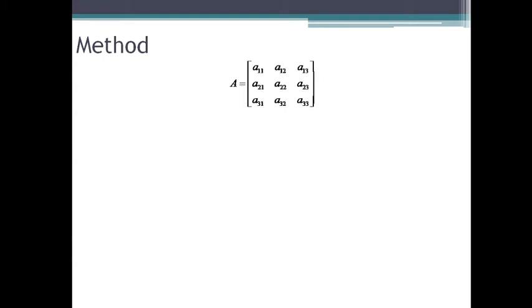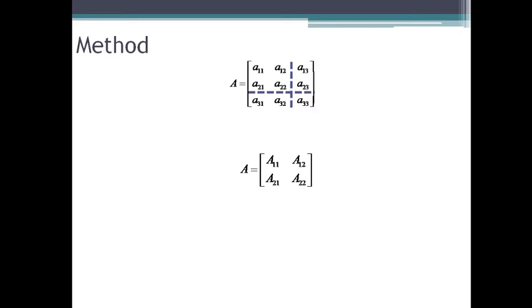Here, if a matrix A is given, a 3 by 3 matrix or a 4 by 4 matrix, we have to divide, partitioning this into 4 parts. Maybe the order is different, no problem. The only condition is that we have to divide this matrix into 4 parts.